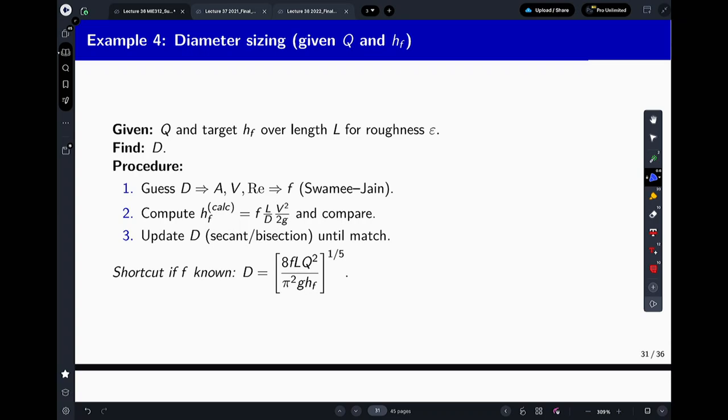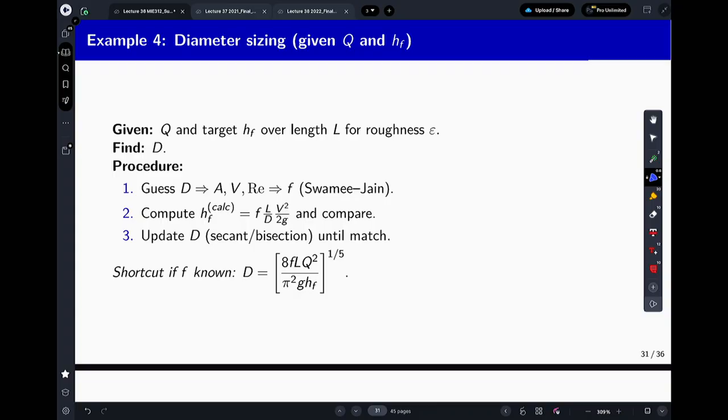Diameter sizing given Q and hf. You guess D, you get an area, get Reynolds number. Again, the amount of work doing a Swamee-Jain or a Haaland equation is not that much. And then if you're required to use the Moody diagram as your solution, which again may happen, you can just draw it in. Update D until they match.